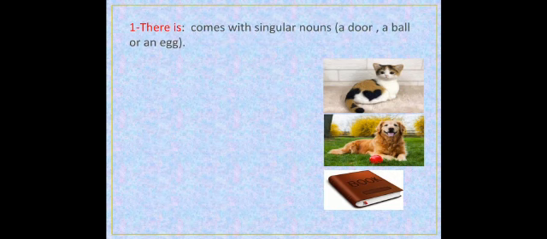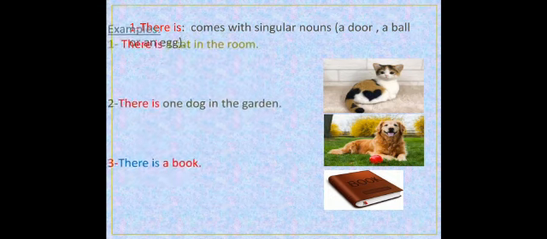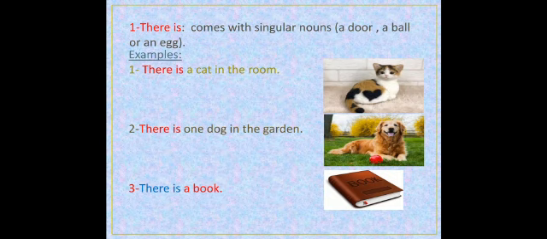There is comes with singular nouns, as we said before, like a door, a bowl, or an egg. Examples. Like here in picture number 1, there is a cat in the room. We have just one cat in the room. Number 2, there is one dog in the garden, which means that the dog is a singular noun. Number 3, there is a book. A book is a singular noun, so we're going to use there is.